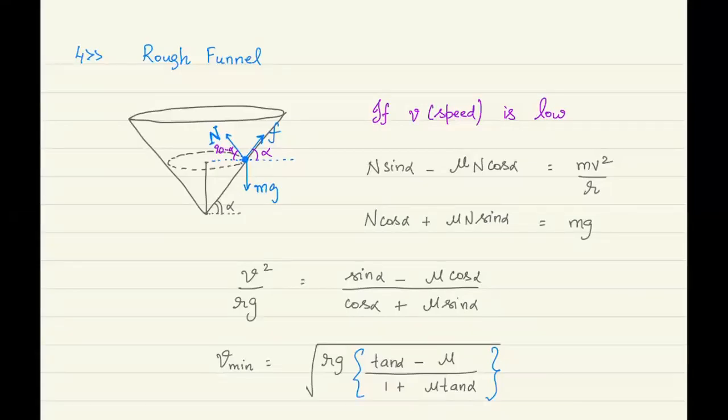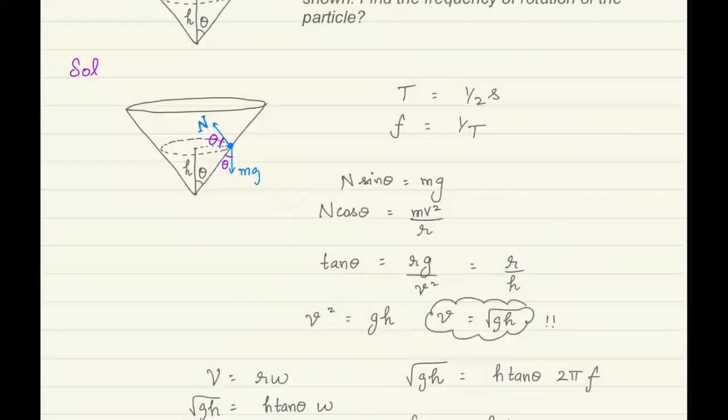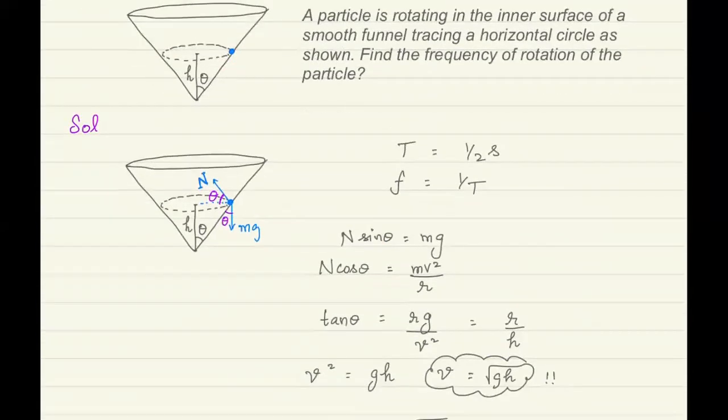Let's analyze what happens if a particle is trying to move on the inside surface of a rough funnel in a horizontal circle. Before this discussion, let's once again review the case of the smooth funnel. When a particle is moving in a horizontal circle with speed v, the speed should be root of gh. So exactly for that speed, the particle will nicely move in the horizontal circle.